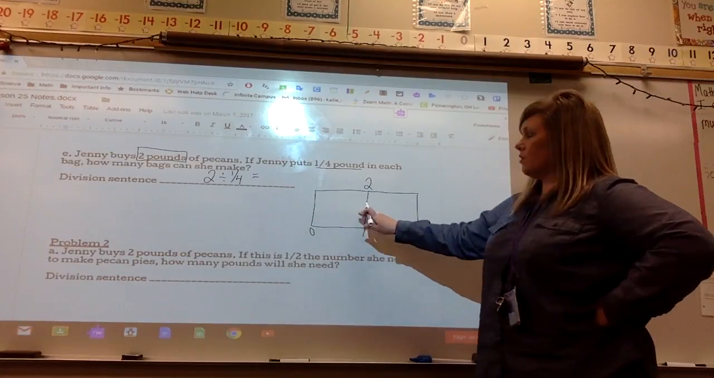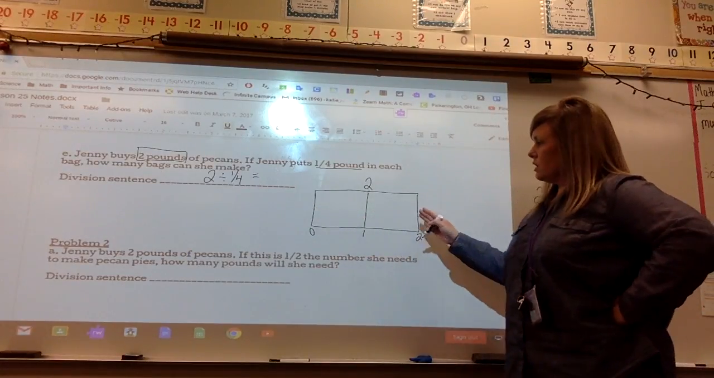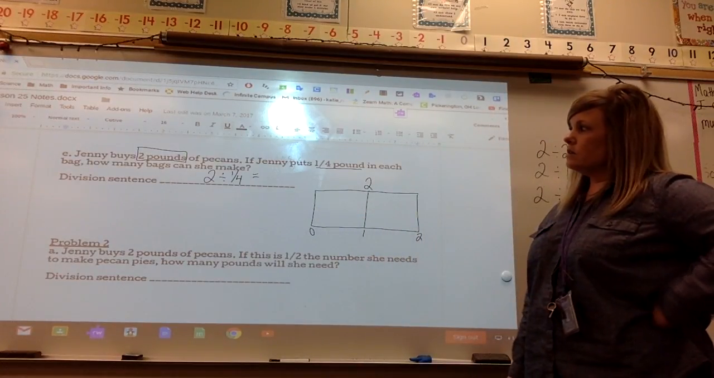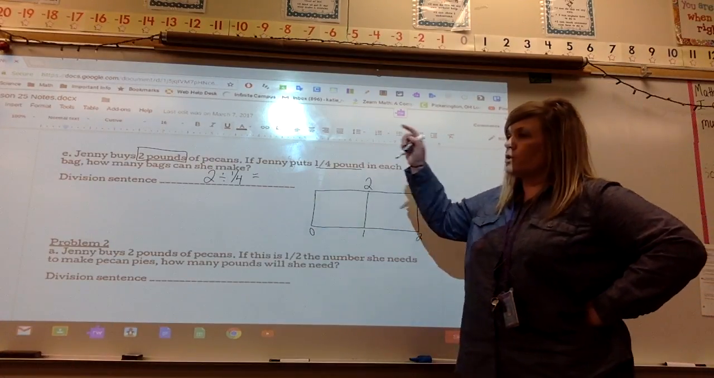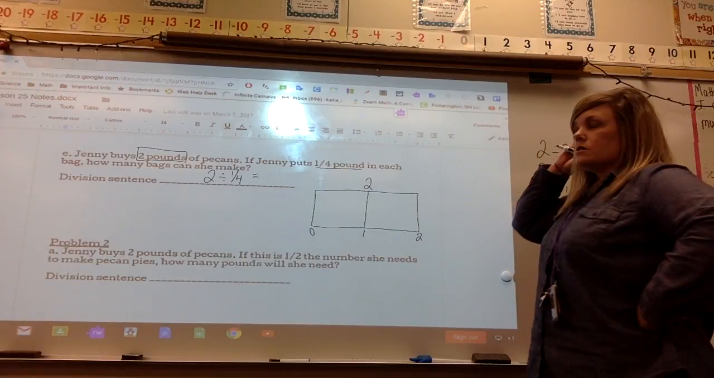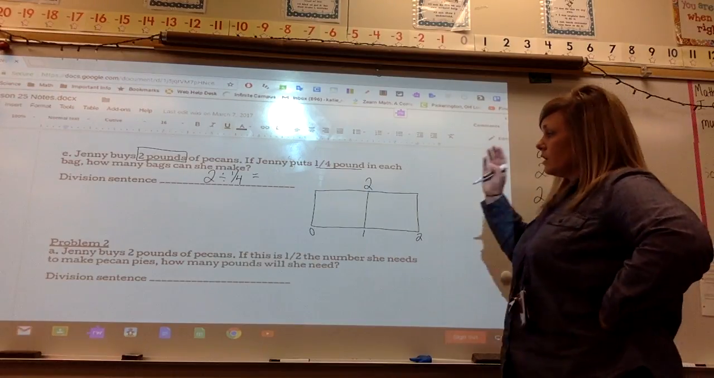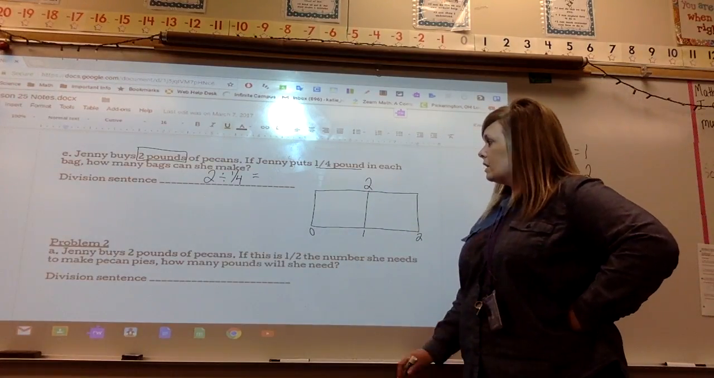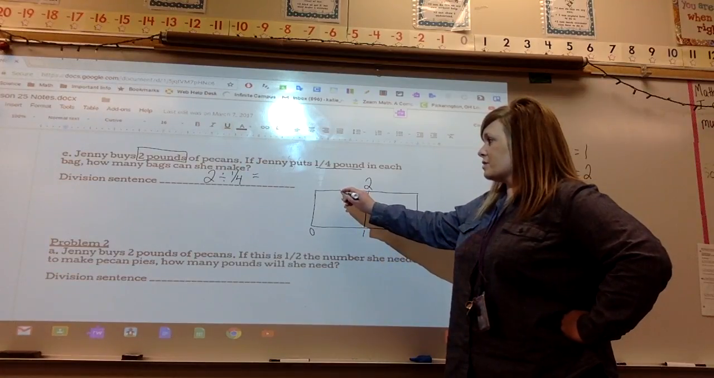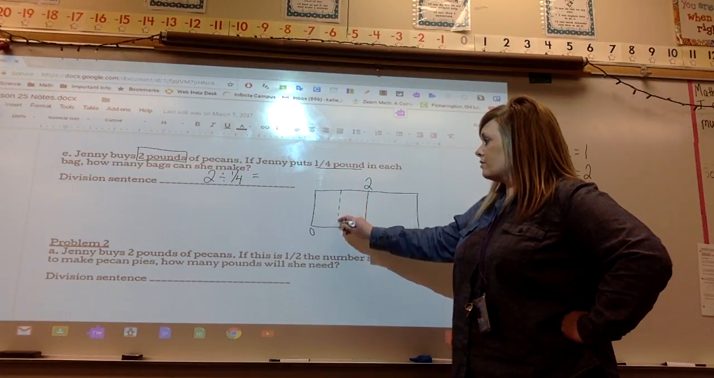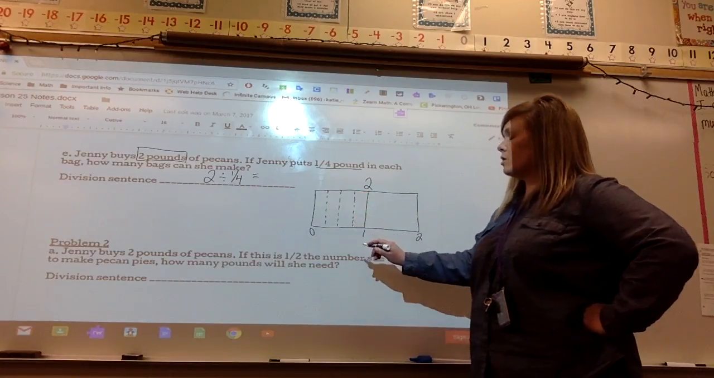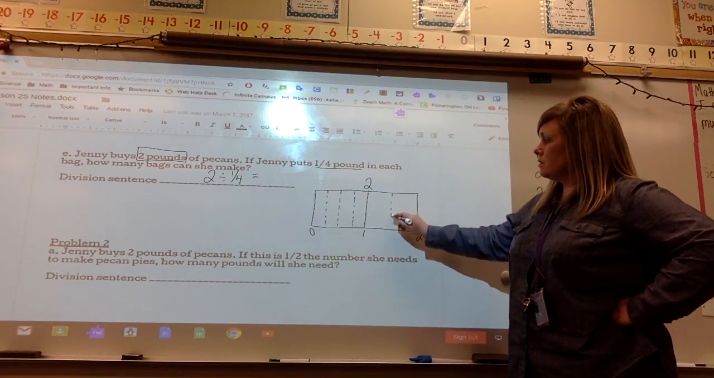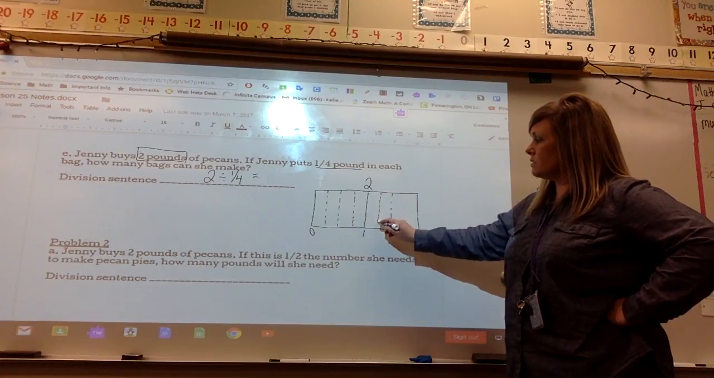So from here to here, that represents 1 pound. From here to here, that represents 2 pounds. So now I need to break this up into 1/4 pieces. So let's start with our in between 0 and 1 whole and break it into fourths. The easiest way I found is to break it into half, and then break each half into half. And then you'll have 4 sections. And do the same thing on this piece.